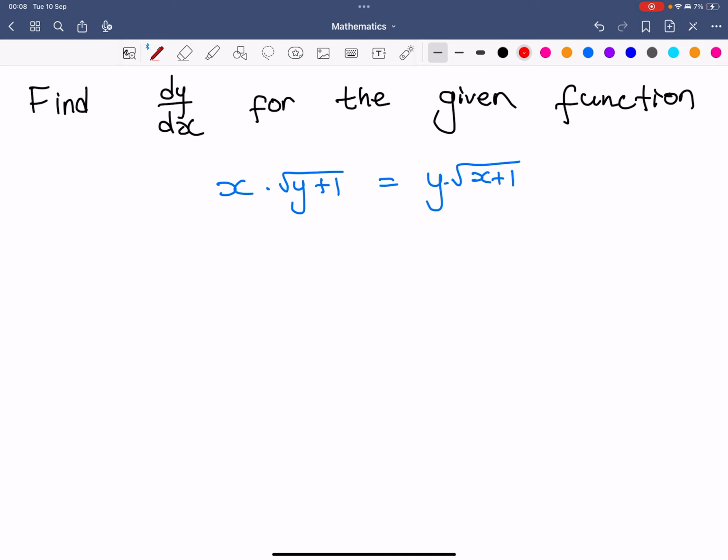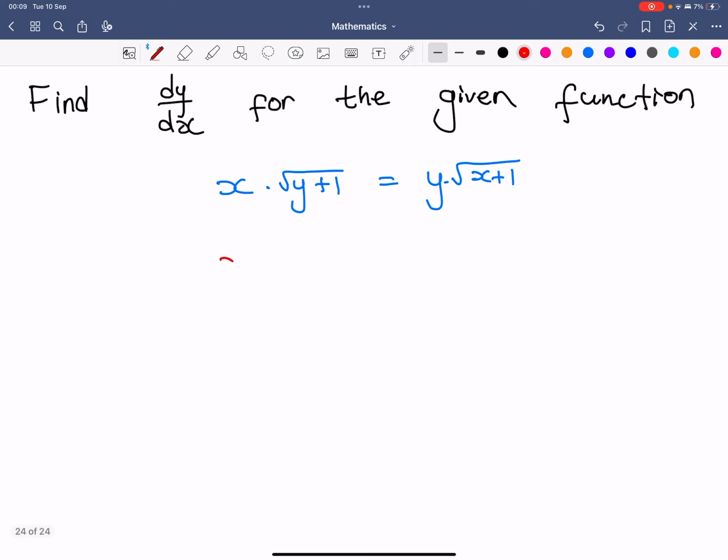We are required to find dy over dx on this problem. It's quite interesting how it looks and how it's structured. So how can I find the derivative here? I'll apply implicit differentiation, but before I do anything, I want to first convert the square root into an exponent. That's the first thing that I will do.